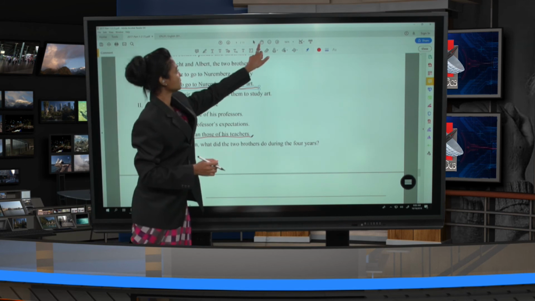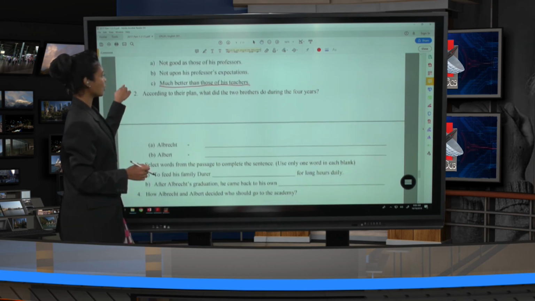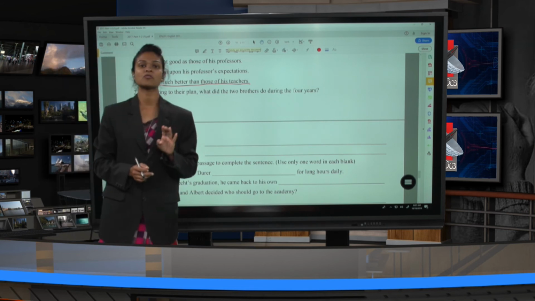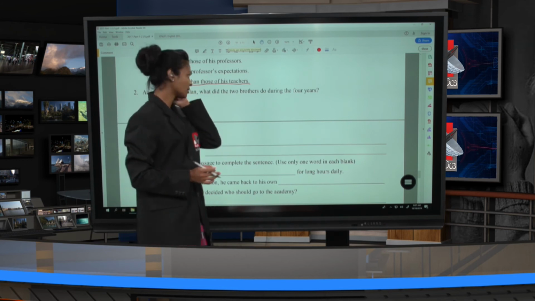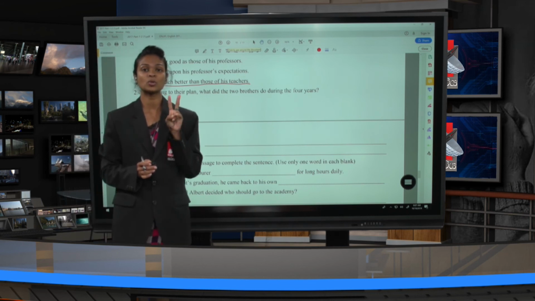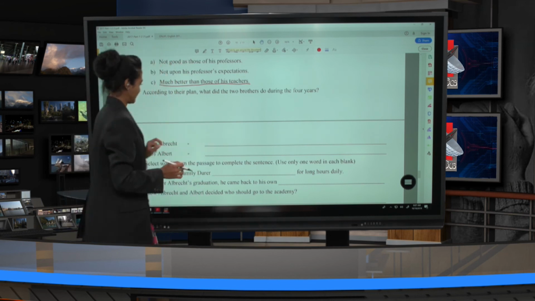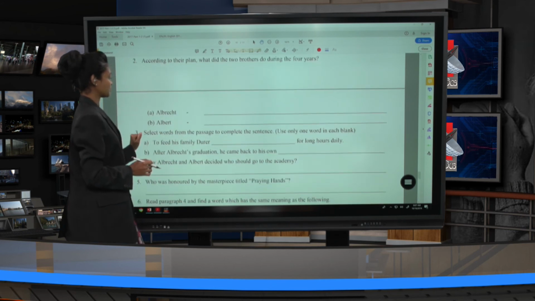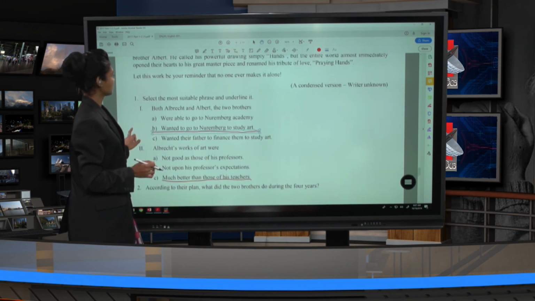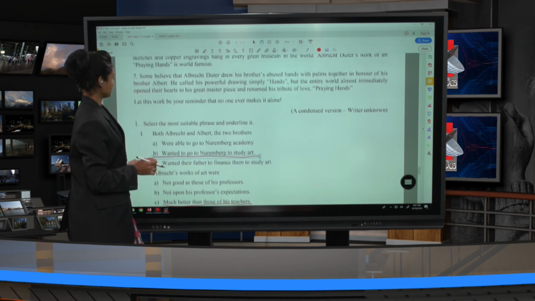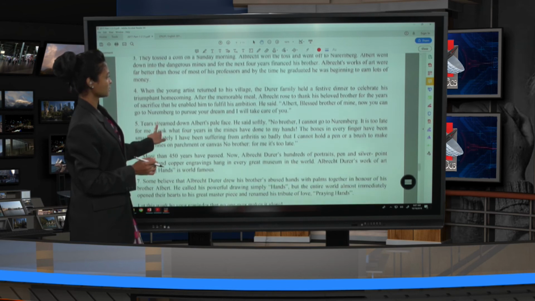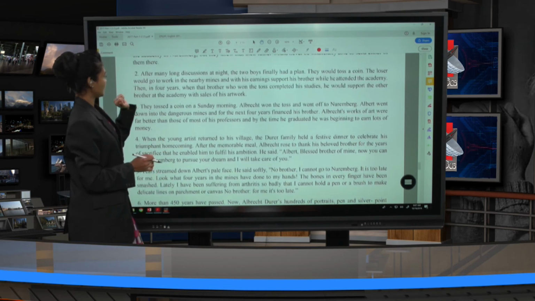Right, then second one, according to their plan, what did the two brothers do during the 4 years? අවුරුදු 4ෙම, right? According to their plan. ඒගොල්ලන්ගේ plan එකට අනුව what did those two brothers do? Right. Albert. What did they do? You can find. Their plan is mentioned in the third para.